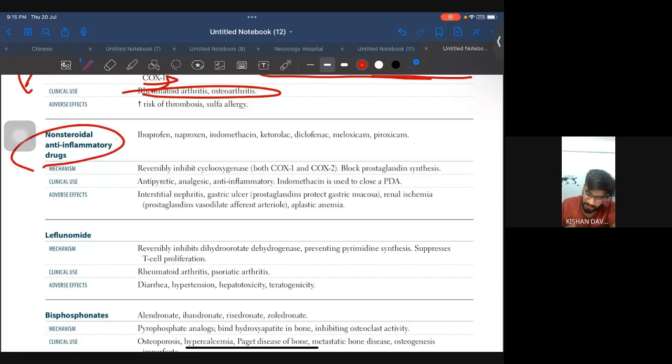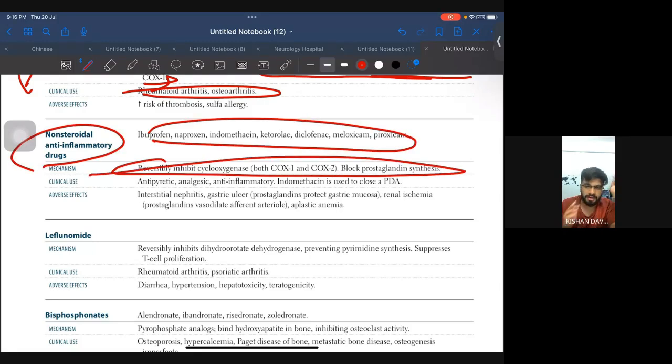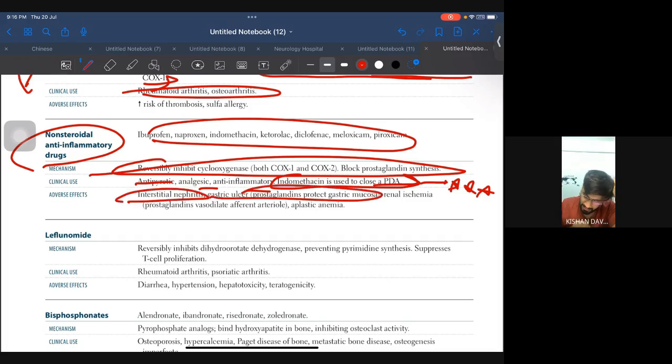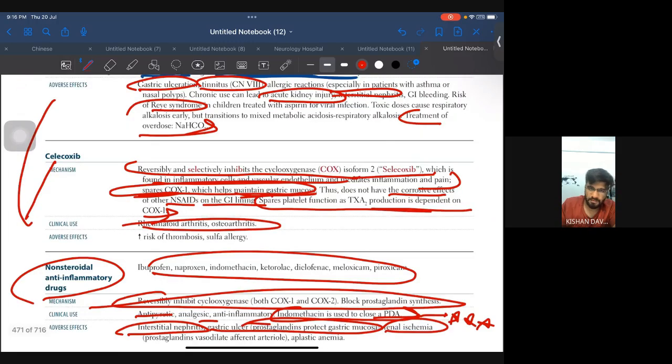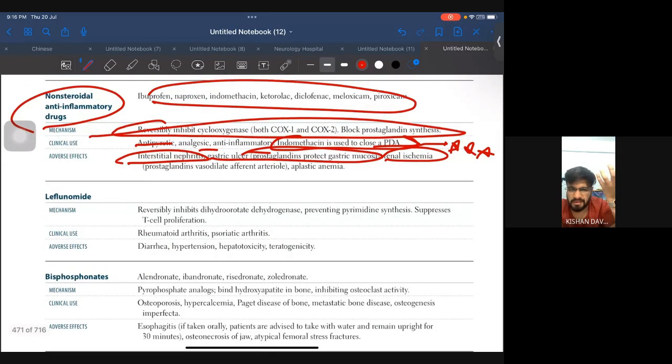NSAIDs, remember the drugs, reversibly inhibit both COX enzymes and block prostaglandin synthesis. Antipyretic, analgesic, anti-inflammatory. Indomethacin is used to close PDA. Very important. Patent ductus arteriosus, we give indomethacin. Interstitial nephritis here also, gastric ulcer here also, and renal ischemia. That's it. NSAIDs are very commonly seen everywhere.